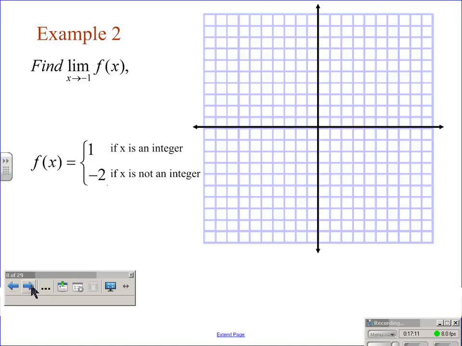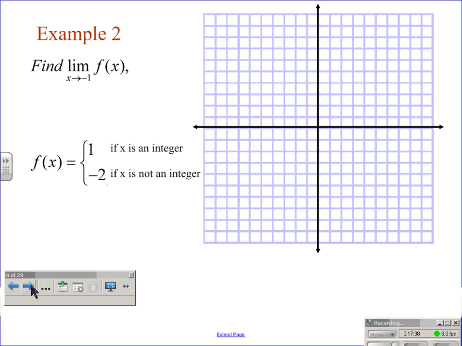Okay, here we have another example. This one we have a piecewise function, so this is going to be a little bit different. It's going to give us hopefully a little better understanding of what's going to happen here. So in this piecewise function, f of x is going to be equal to 1 when x is an integer, but f of x is going to be equal to -2 when it's not an integer. So when we graph that, let's first go through and talk about when it is an integer.